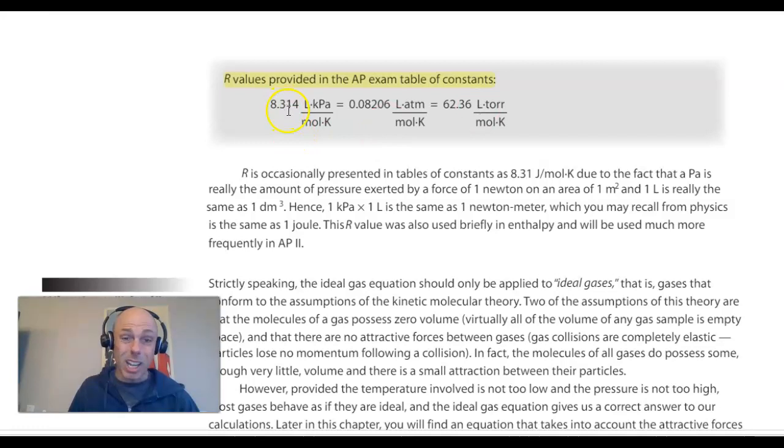This first gas law constant, by the way, is 101.3 times greater than the second one, because that's how many kilopascals there are in an atmosphere. That's why these values are the way they are.